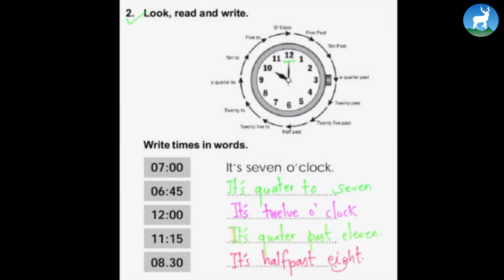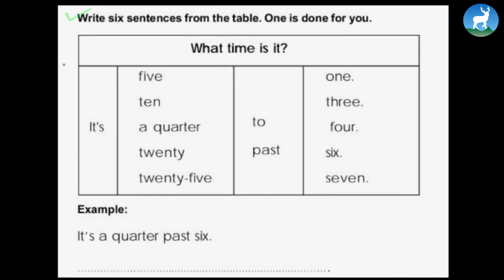Right? So this is how you can tell the time. Write 6 sentences from the table. One is done for you. So one example is done. It's quarter past 6. Let's look at this table.